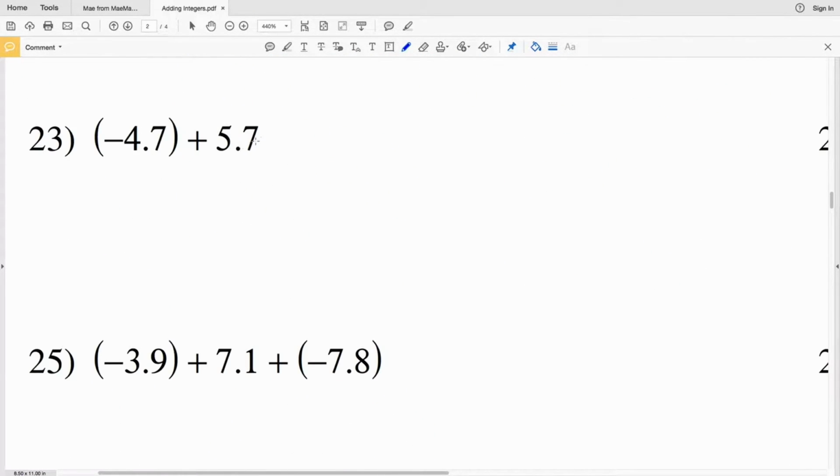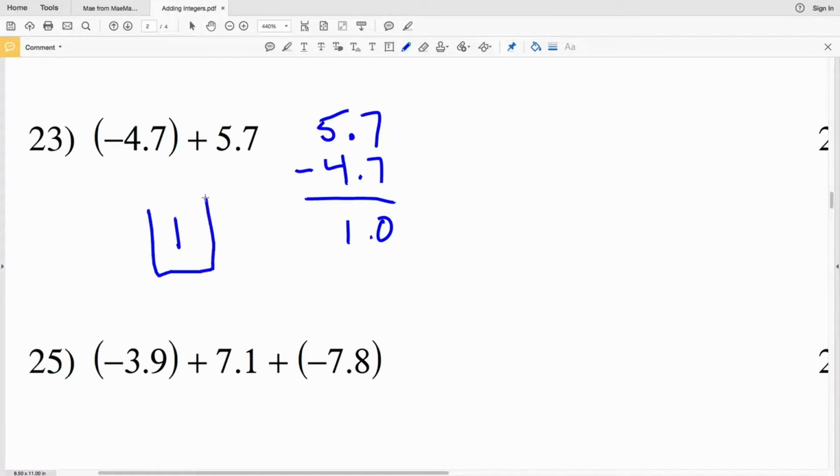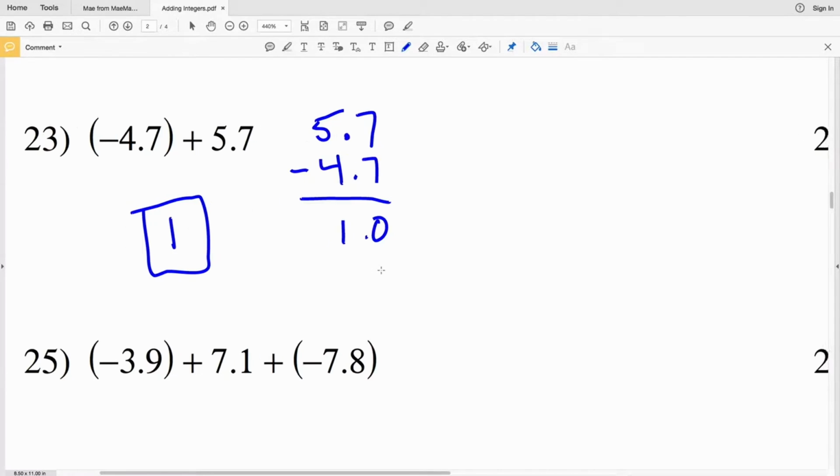Here we can just do 5.7 minus 4.7. So we have 5.7 minus 4.7, which is what we would have if we rewrote that. 7 minus 7 is 0. 5 minus 4 is 1. So our answer for this is a positive 1.